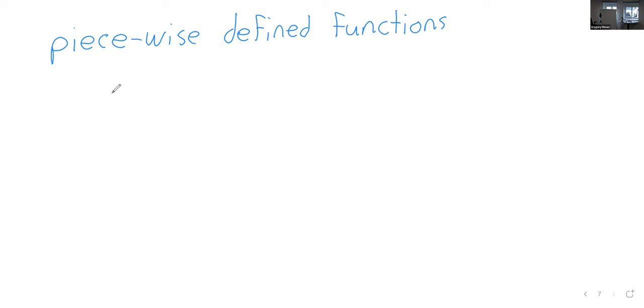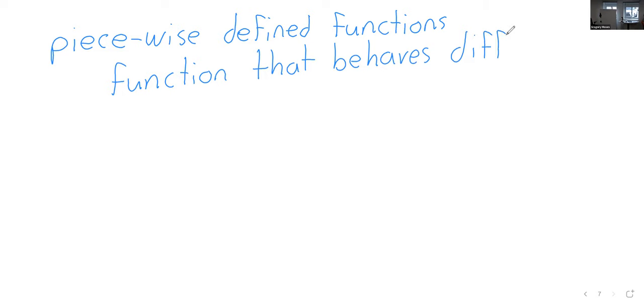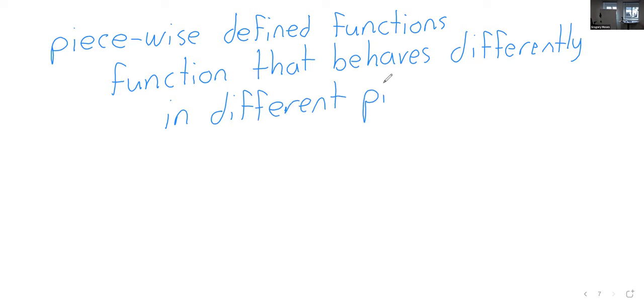And this occurs when you have a function that behaves differently in different pieces of its domain. So let's give a very classic piecewise defined function. And this will also sort of illustrate our notation.